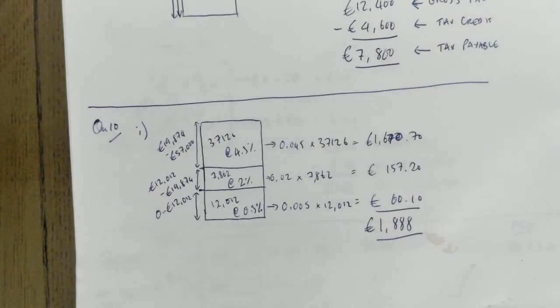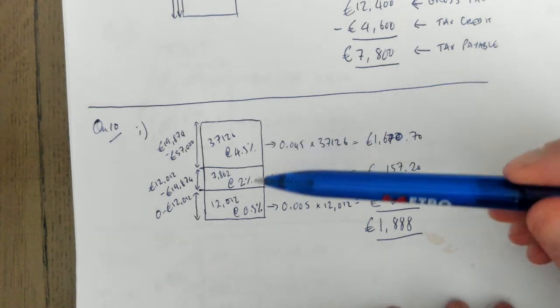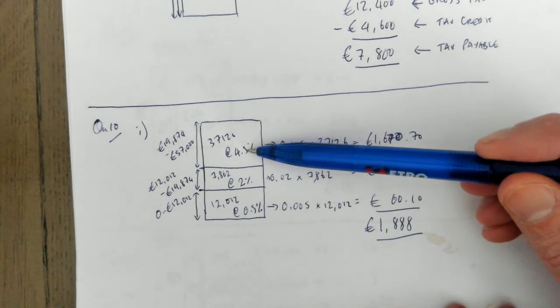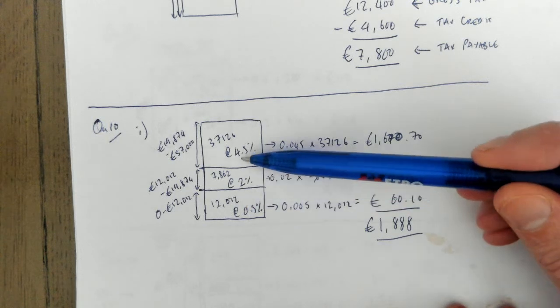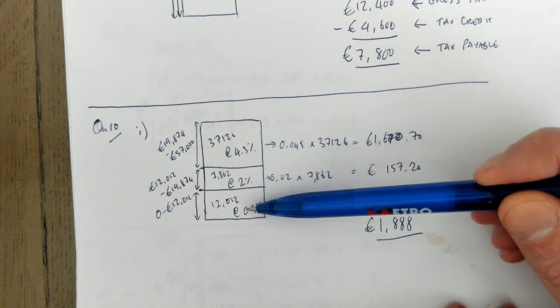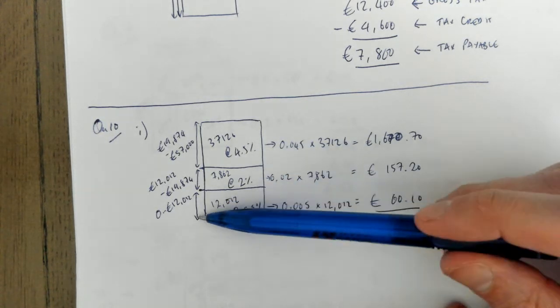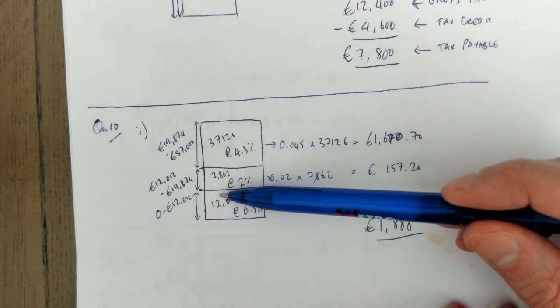Question 10, I'm just doing the first part. This is the universal social charge, where it gives you the chart, and I've answered it in a similar way. I've used a block diagram. This time, as you see from the table given to you in question 10, they split it up in 3 different rates, okay? The first one is 0.5%, so anything up to 12,000, this is the annual salary.